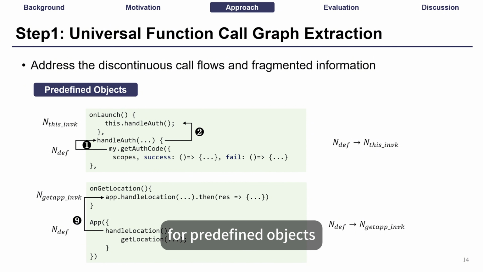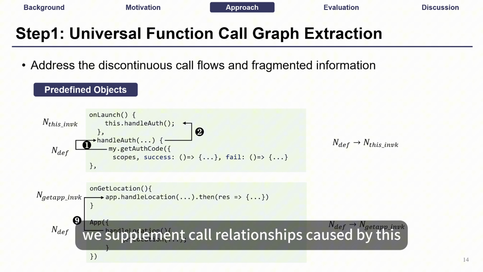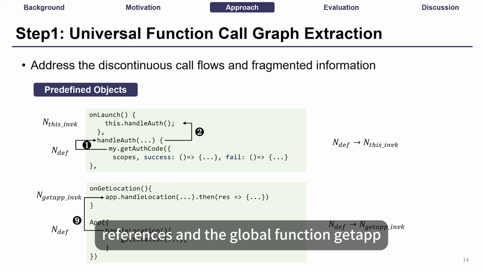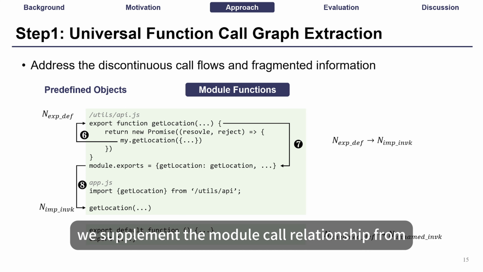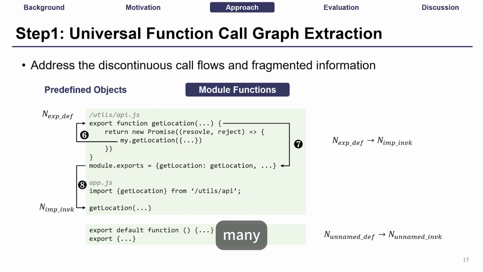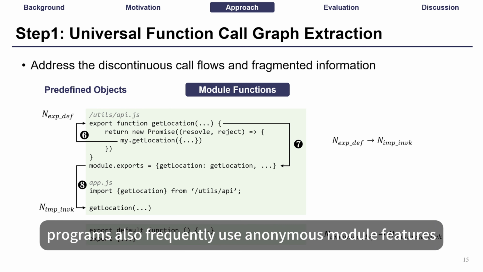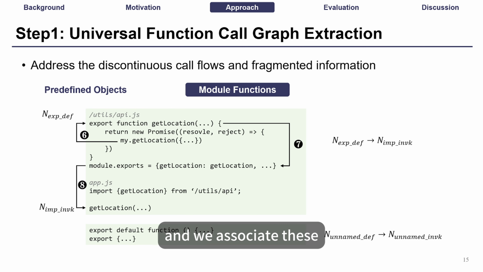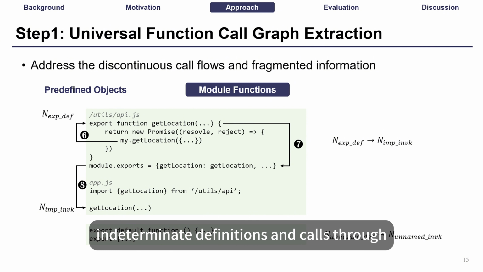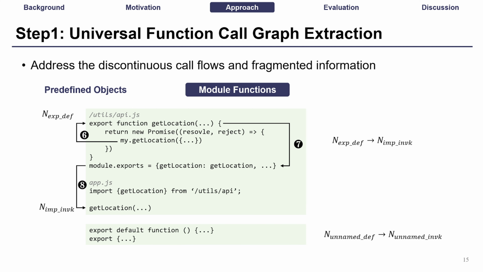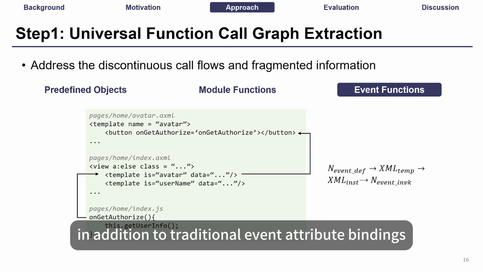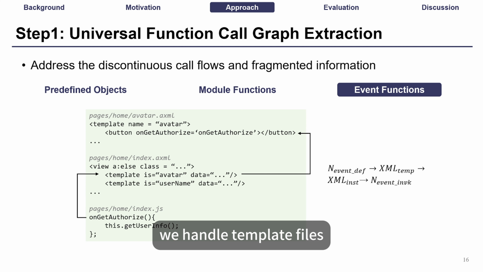For predefined objects, we supplement call relationships caused by this references and the global function getApp. For module functions, we supplement the module call relationship from export to import. Mini programs also frequently use anonymous module features, and we associate these indeterminate definitions and calls through textual matching of function names. For event functions, in addition to traditional event attribute bindings, we handle template files.